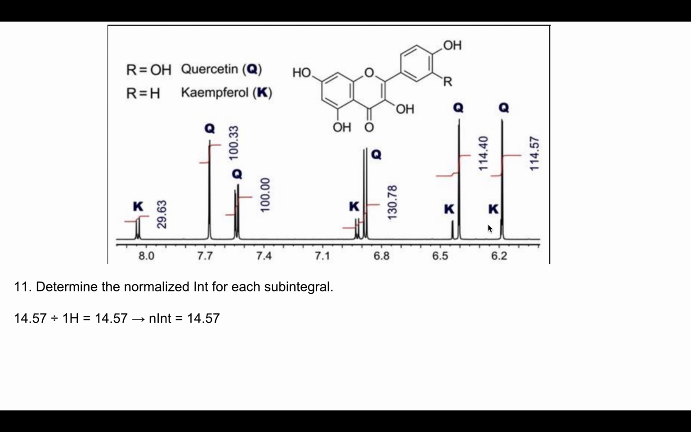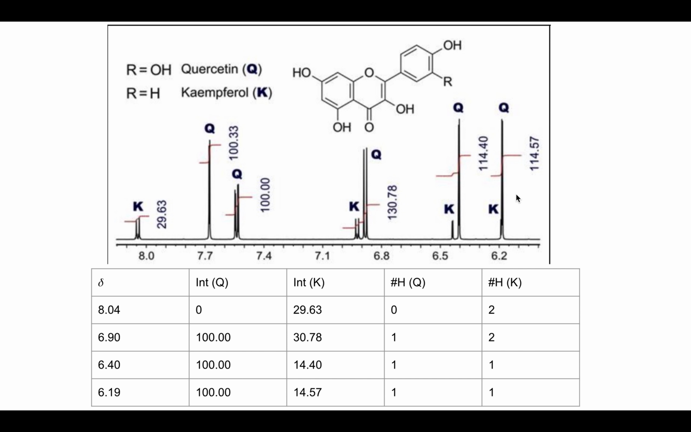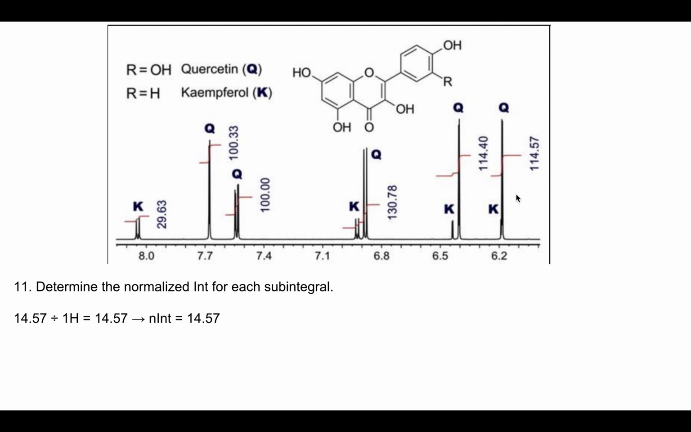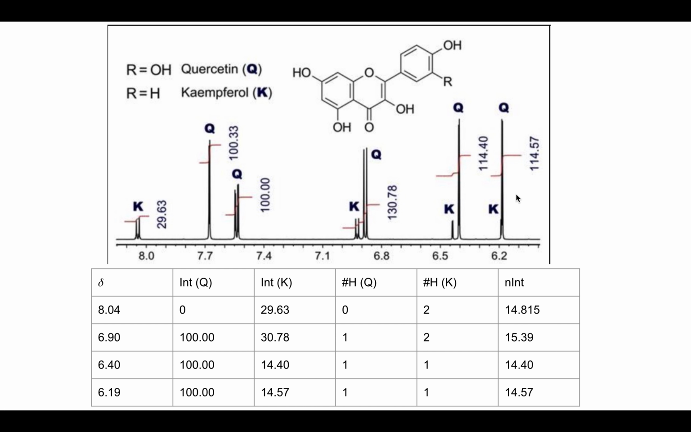Step 11, determine the normalized integral for each subintegral. So let's take the signal at 6.19 ppm. We know that the integral value of the impurity signal K is 14.57, and we also know that that signal is worth 1 proton, and we got that information from this table that we previously made. So if we take 14.57 divided by 1 proton, we get 14.57, and this value will be our normalized integral value, because remember that normalized integral values are simply the integral values for one proton. We can go ahead and add that column.